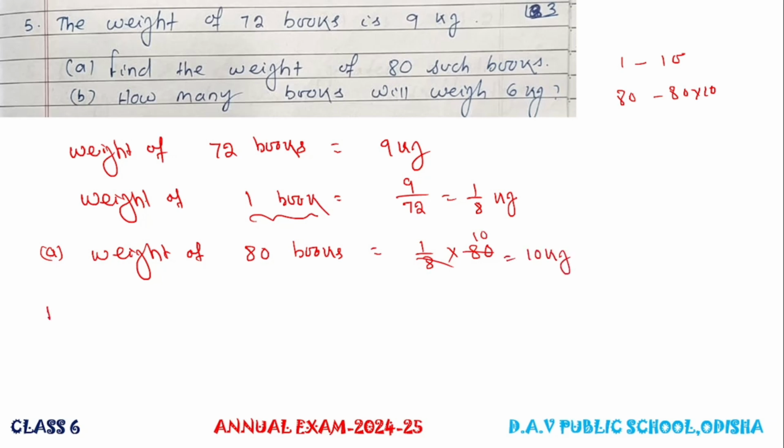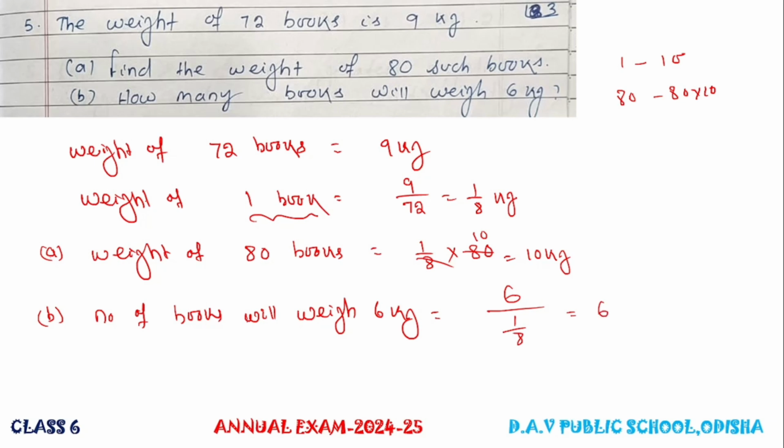Okay, now B number. How many books will weigh 6 kg? So write down number of books will weigh 6 kg equal to 6 kg divided by 1 book weight, that is 1 by 8.